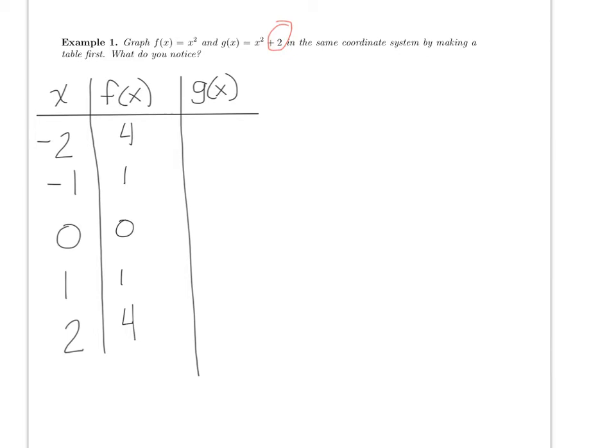So to get my values for f of x, I take my x's and I square them, right? Those all become positive. And then g of x is x squared plus 2, so I can take my values that I just got from f of x and just add 2. So if I plug in -2, I get 6, -1, I get 3, 0, I get 2, 1, I get 3, and 2, I get 6. So here's our table of values. Now pause the video, graph both of these functions in the same coordinate system so we can see a relationship between them, and then we'll talk about what happened.